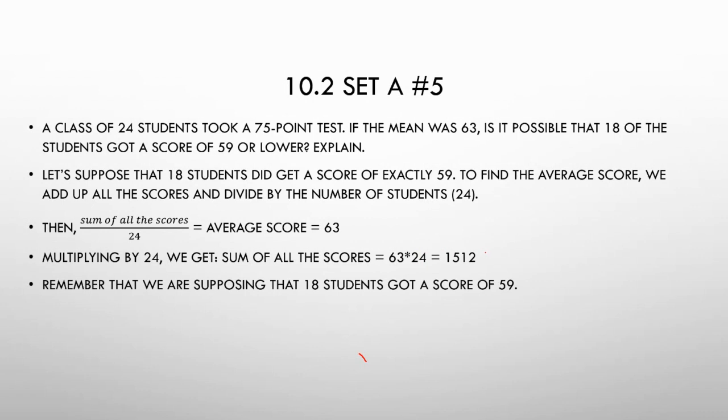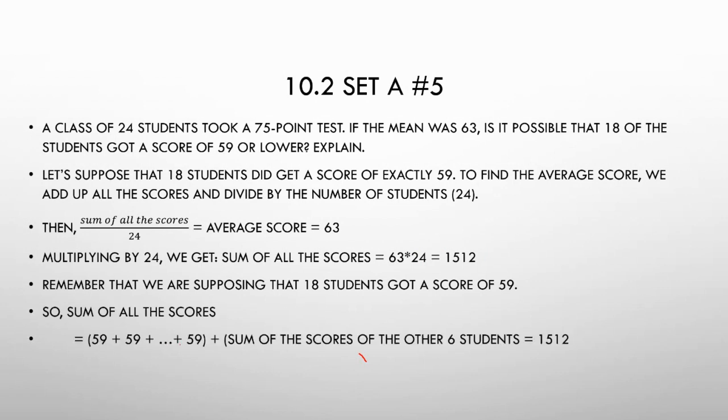Okay, and we're supposing that 18 of the students got a score of 59. So the sum of all the scores, well, we would have exactly 18 students who have this score of 59, plus the scores of the other 6 students. Remember, there were 24 students, and 18 of them got this score, so that leaves 6 others who got other scores, and that needs to add up to 1,512. All right?